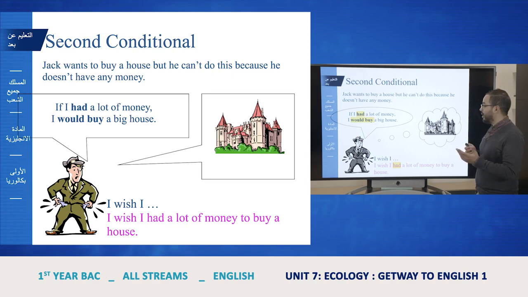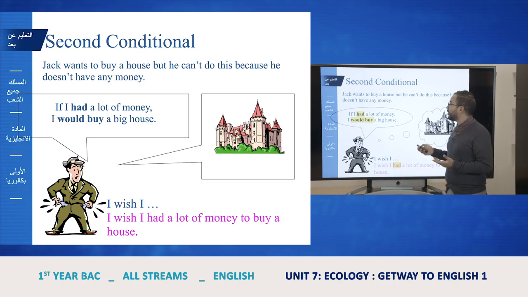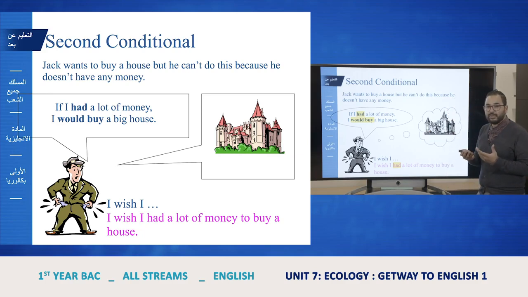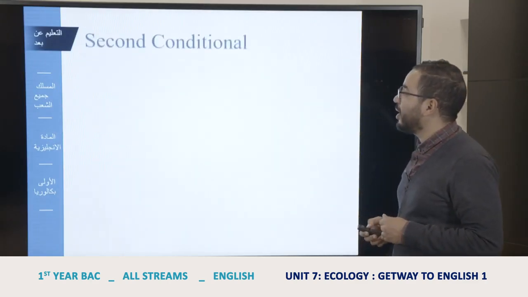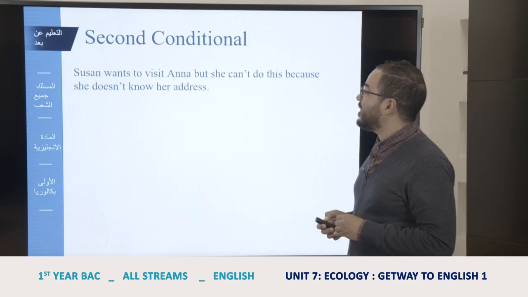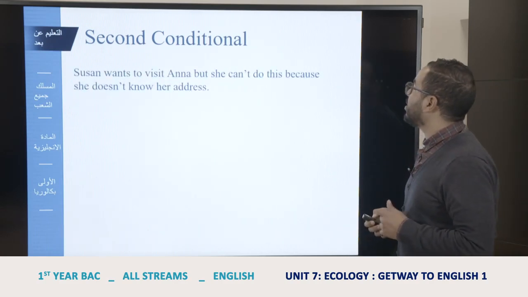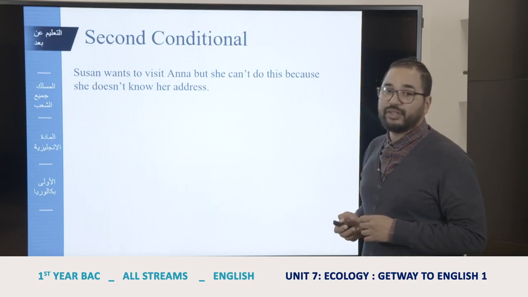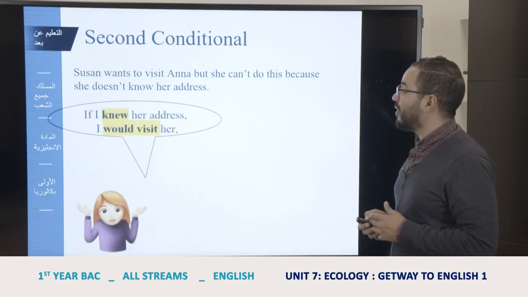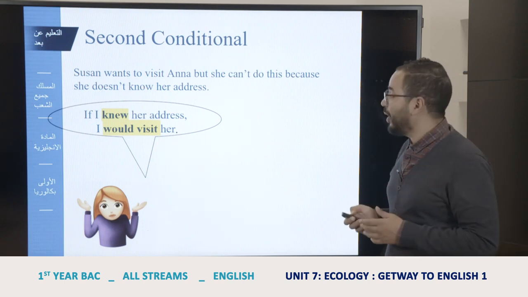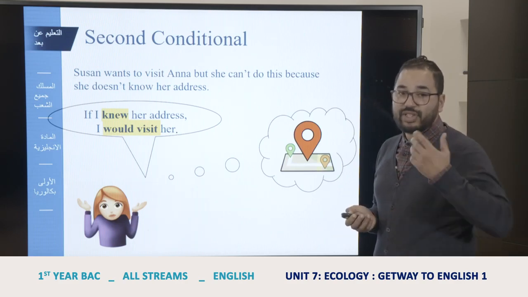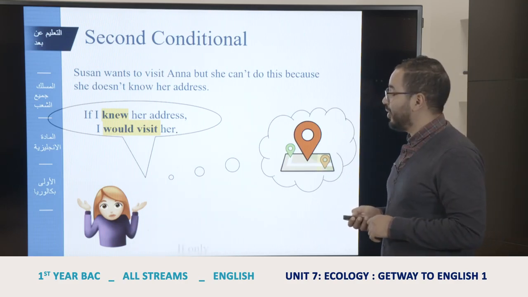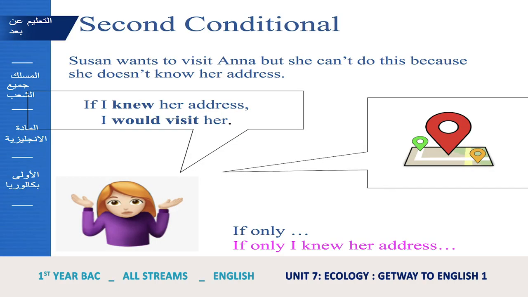When you are talking about second conditional and expressing wishes, it's imagining, so we can use both of them in these cases. Another situation, Susan wants to visit Anna, but she can't do this because she doesn't know her address. So if I knew her address, I would visit her, but I don't know her address. So I'm just imagining what would happen. Or I can say, if only I knew her address.